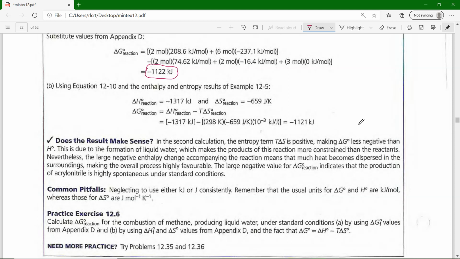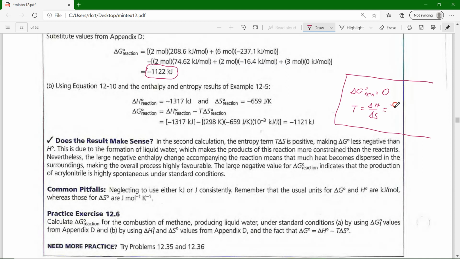If you were curious, when would this system not become spontaneous anymore? I'll put this off to the side. That's when delta G naught of the reaction is 0. Then that's your tipping point, and so you would get the temperature would be delta H over delta S. So at what temperature would it no longer be spontaneous? We make an assumption that delta H and delta S, their differences, they don't change much with respect to temperature.